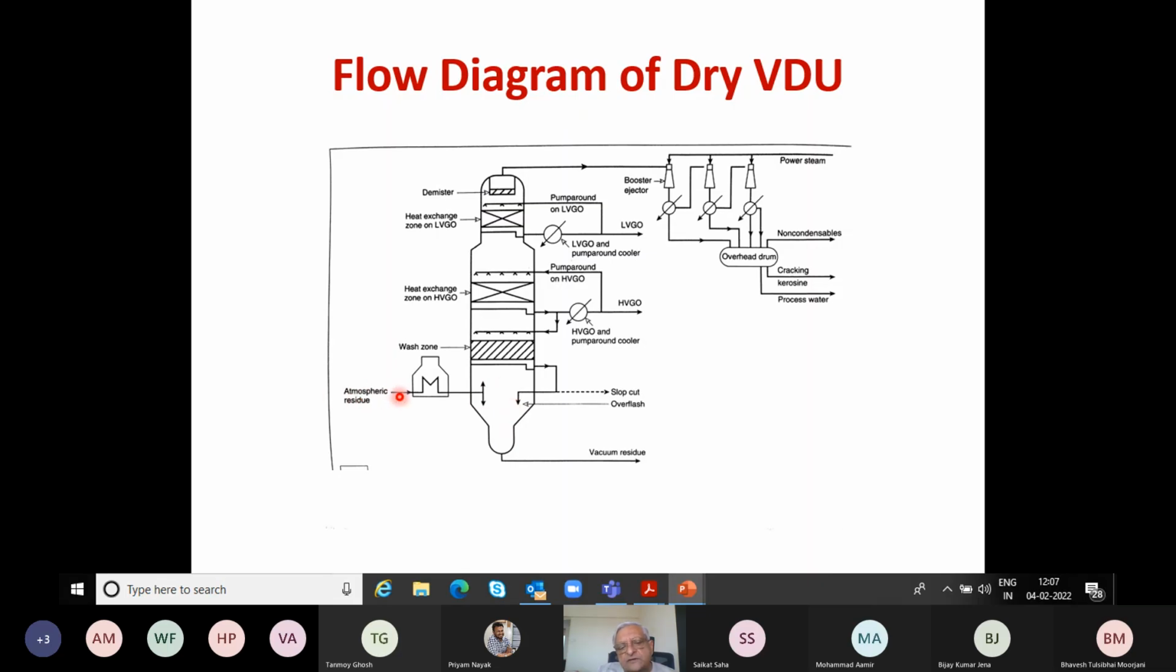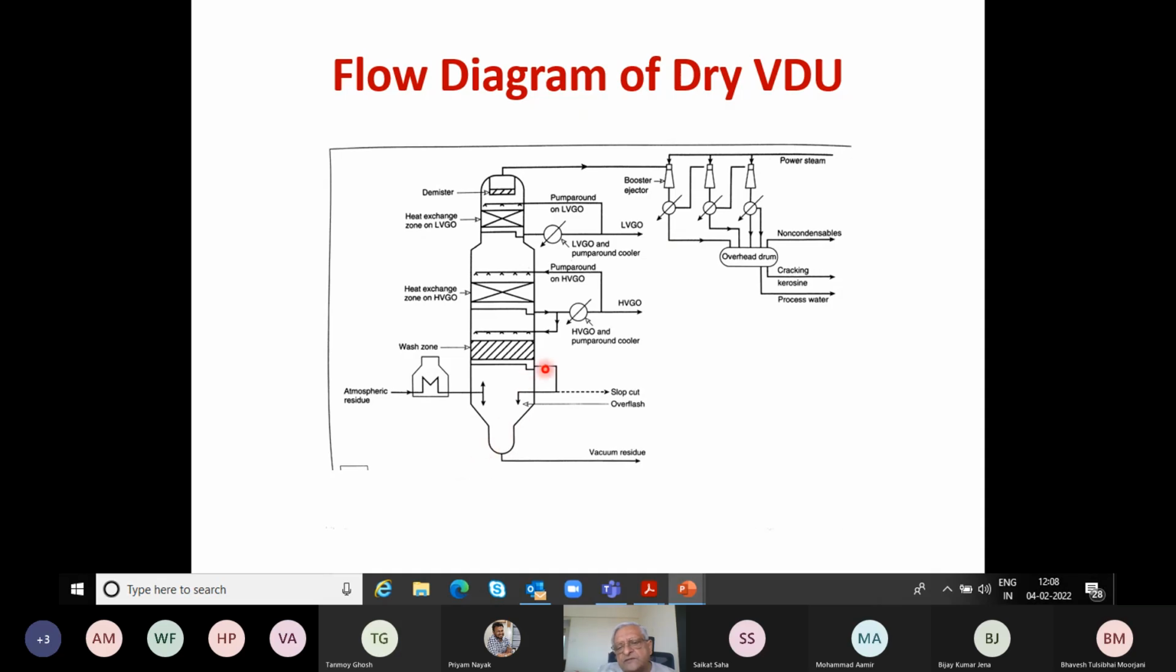So the atmospheric residue coming from the atmospheric distillation unit is put into a furnace, and we preheat it again. So it is coming at 360 roughly, and we preheat it to 415, etc. In order to vaporize all the vacuum gas oils. And remember, this column is operating at 10 millimeter mercury absolute at the top. This is actually a dry vacuum distillation unit. As you can see, there is no steam stripping here at the bottom.